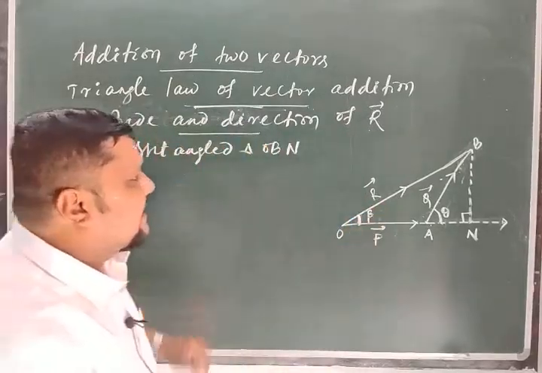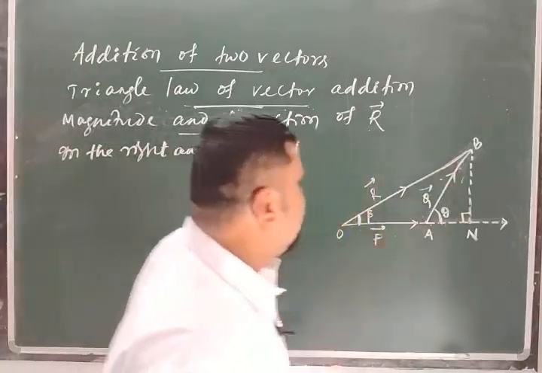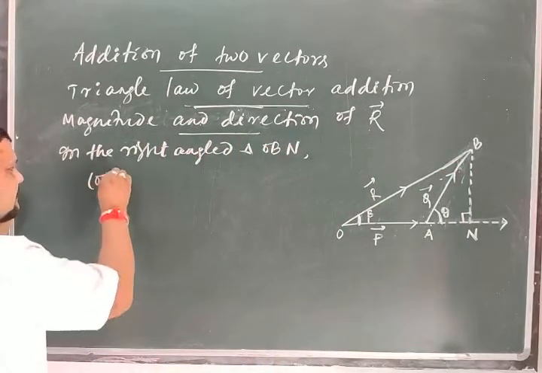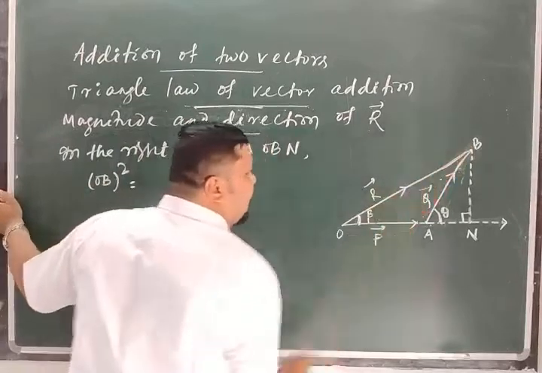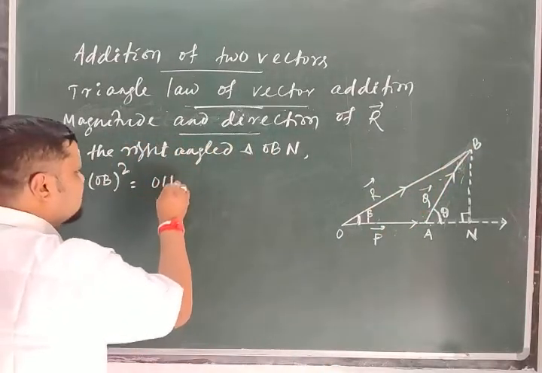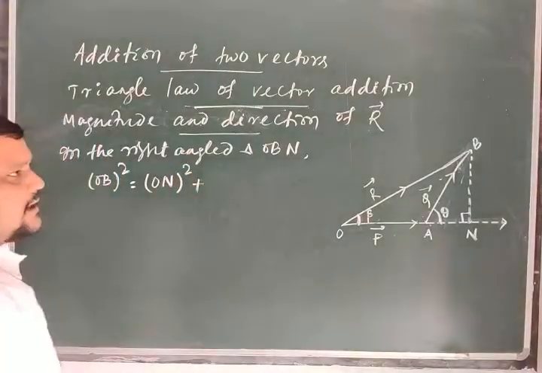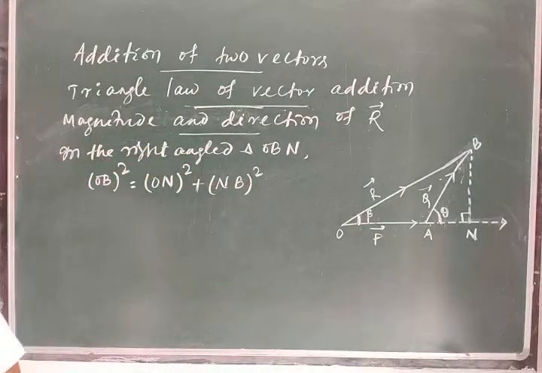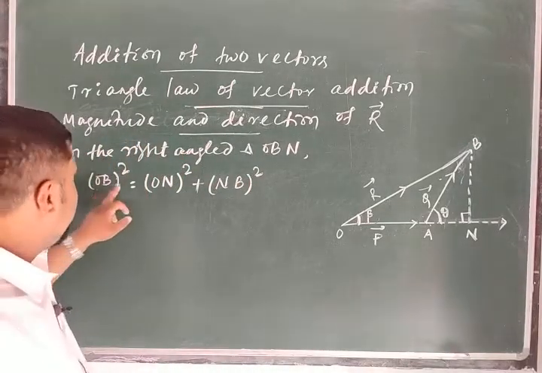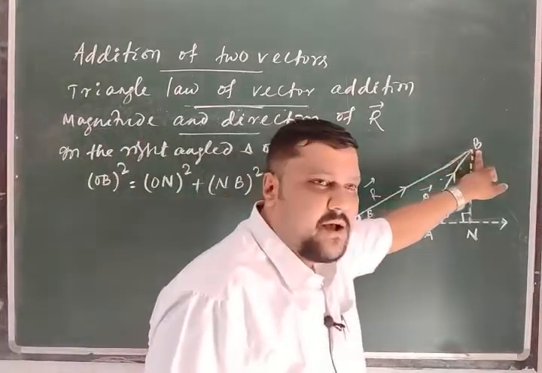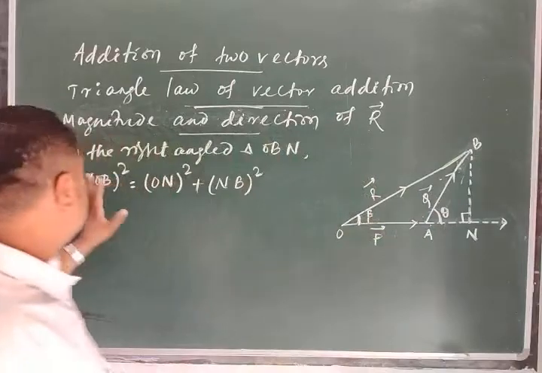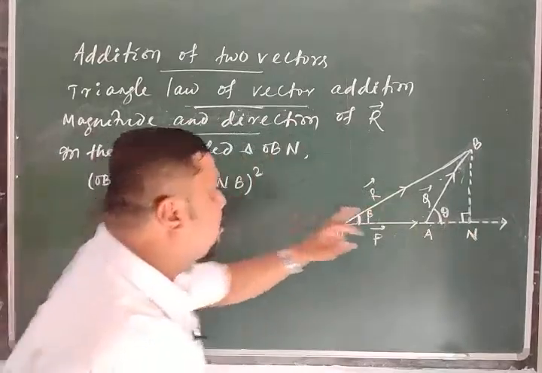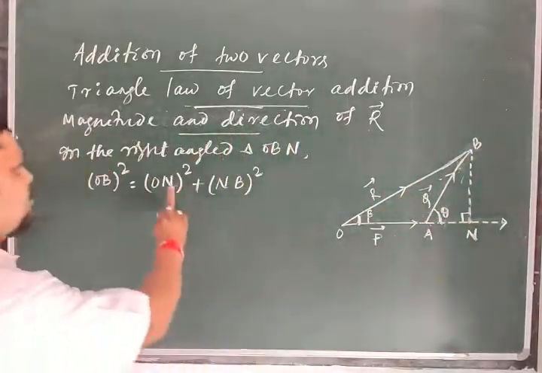In the right angle triangle OBN, as we know, the hypotenuse squared, OB square, is equal to ON square plus NB square. And in this case OB square is R square. So R square is equal to ON square plus NB square. We don't know ON and we don't know NB, so we first will find ON and NB.